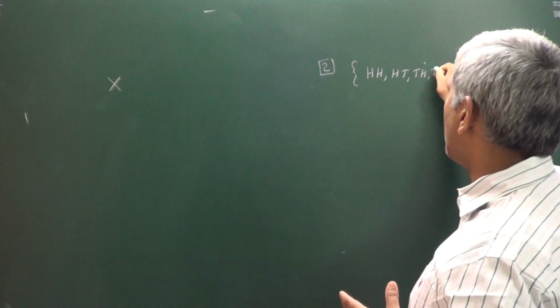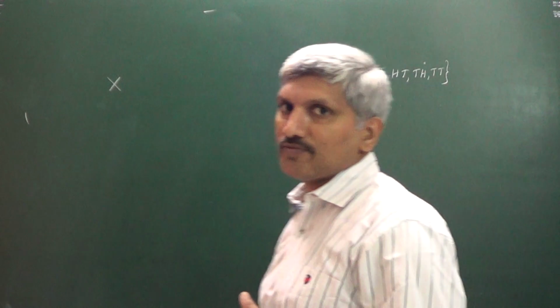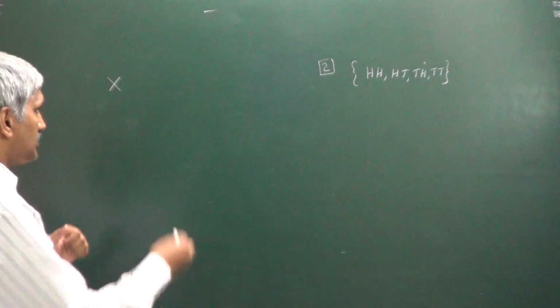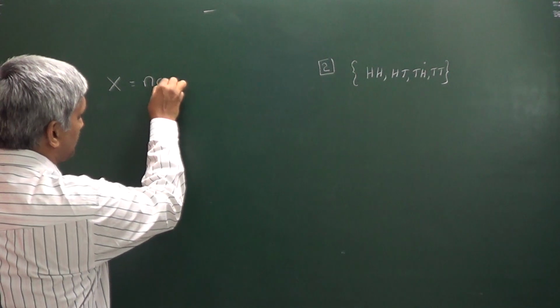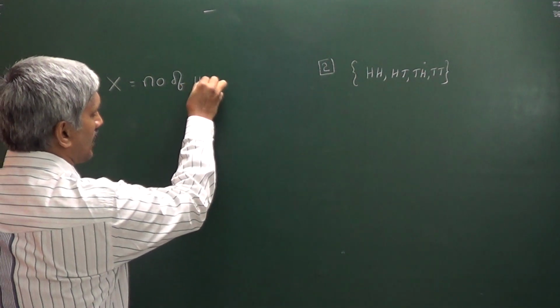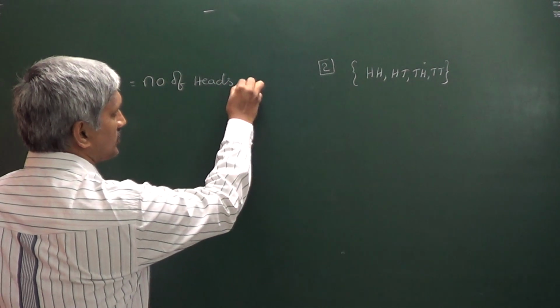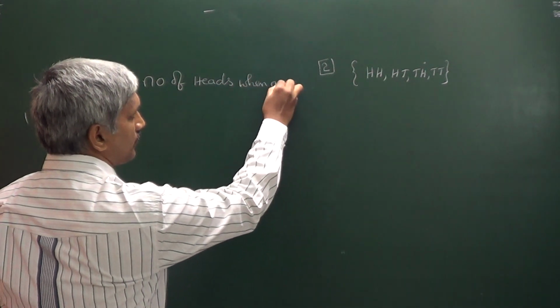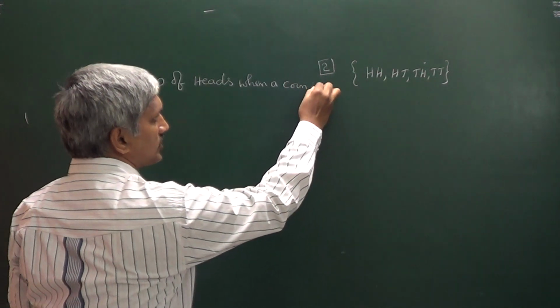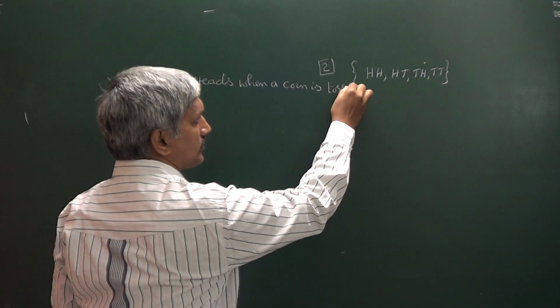Suppose we have a random experiment of tossing a coin twice. When a coin is tossed twice, you know what the possibilities are. You may get two heads, you may get head, tail, you may get tail, head, or both tails. X denotes the number of heads when a coin is tossed twice.